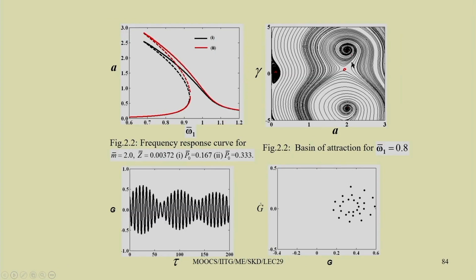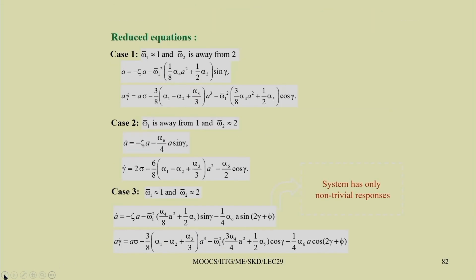That way you can plot it and verify the basin of attraction, and one can plot the time response, and clearly observe that this beating type of phenomenon is occurring in this case also. And for a different value of P0, for example, P0 equal to 0.167 and 0.333, this is a higher value of P0. What is P0? We are applying a force.